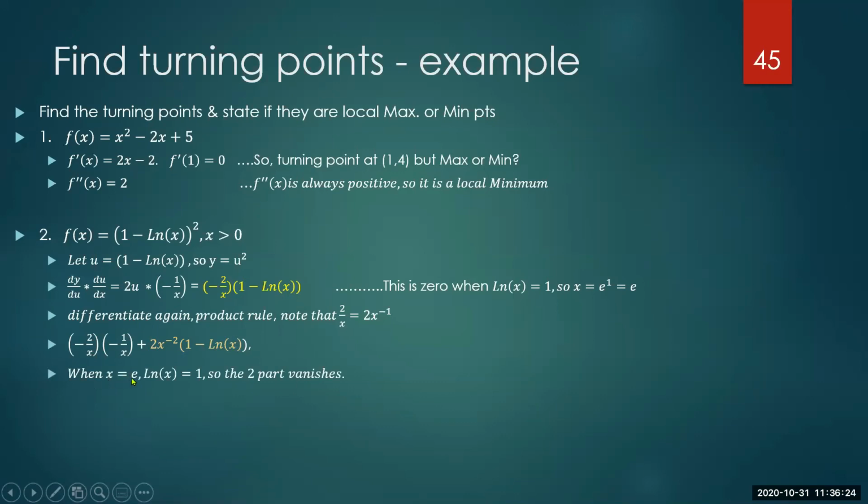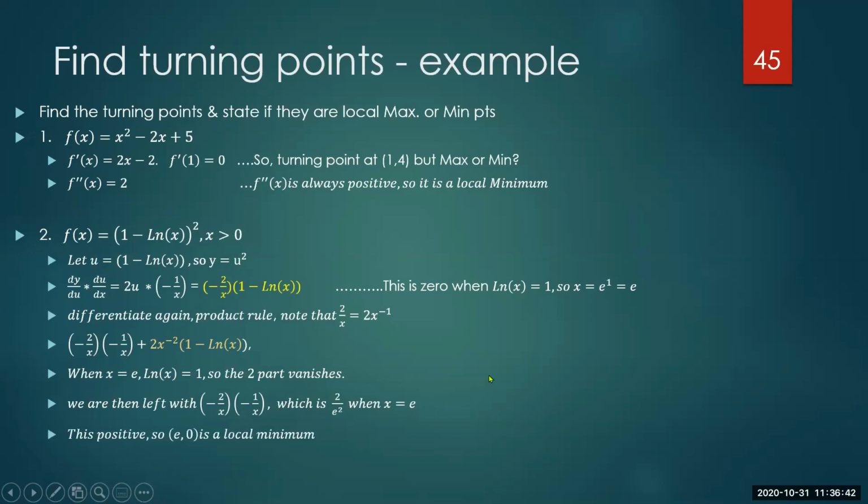And so when x is equal to e, the natural log of x is equal to 1. So the second part vanishes, the part that's highlighted in that orange color there. And so we're then left with -2 over x by -1 over x. And when x is equal to e, that's 2 over e squared. This is positive, so x equals e is a local minimum.